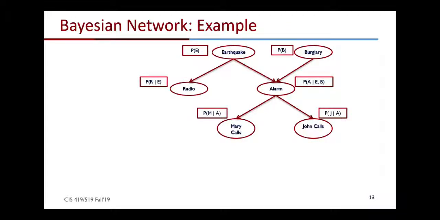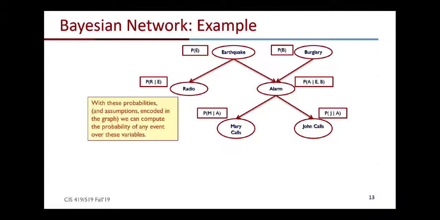So we talked about what is needed in order to determine the joint probability distribution. We need P of E and P of B because these don't have parents, two values each. We need P of R given E, P of M given A, P of J given A. And we have one node that has two parents. We need P of alarm given E and B. This is the largest conditional probability table that we have here. Altogether, they define the probability distribution, right?